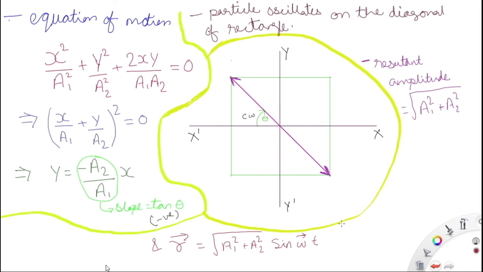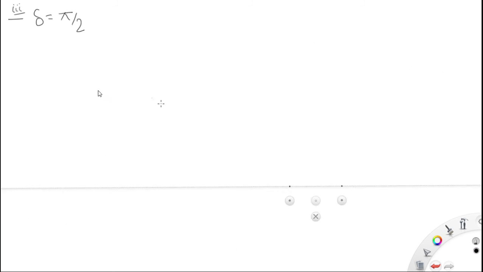Resultant amplitude is equal to the square root of a1 square plus a2 square. And displacement vector means position vector, so position vector r is equal to the square root of a1 square plus a2 square into sin omega t. So this is the amplitude. This y1 is a2 and this x1 is a1, this x coordinate.